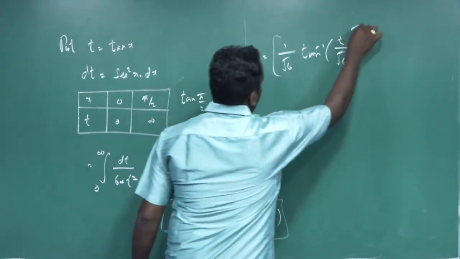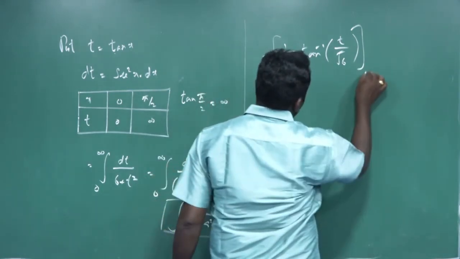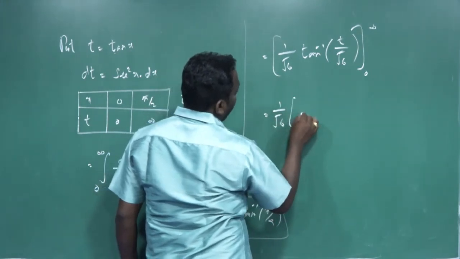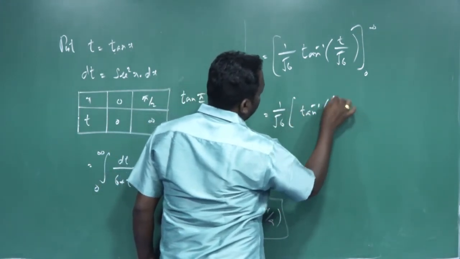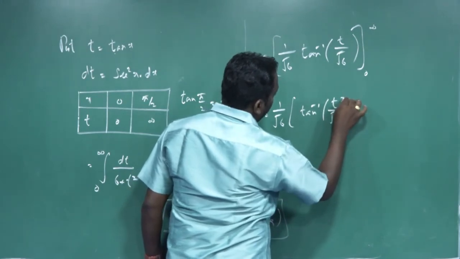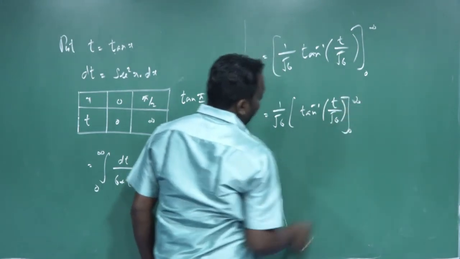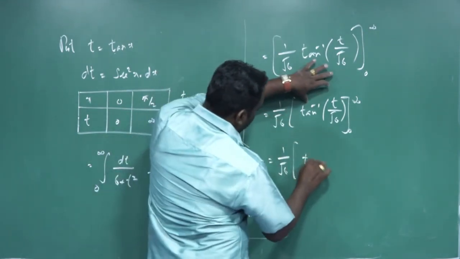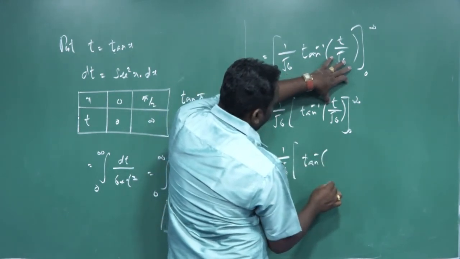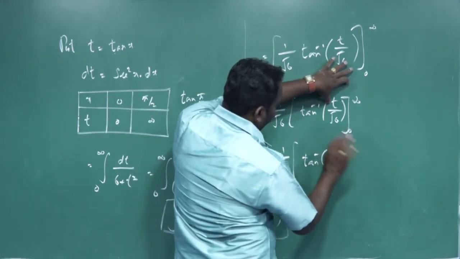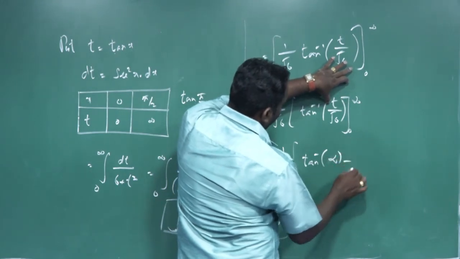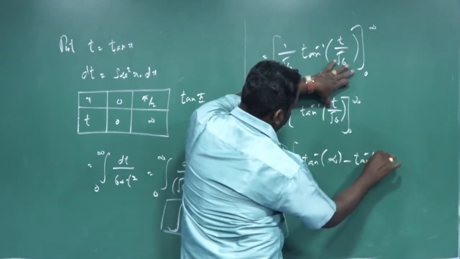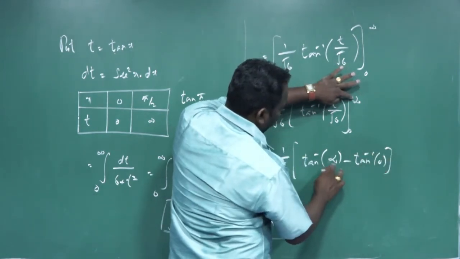Then the limits are, what are the limits? 0 to infinity. It is equal to 1 by √6, kept outside, times the bracket of tan inverse of t by √6, with limits 0 and infinity. Put in the upper limit value: 1 by √6, common term within the bracket, tan inverse of t equal to infinity by √6 becomes infinity only. Then minus, put the lower limit t equal to 0: tan inverse of 0. Upper limit is infinity, lower limit is 0.